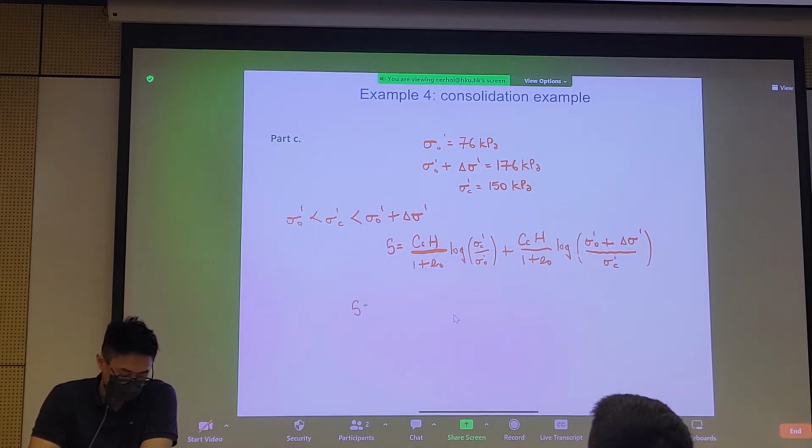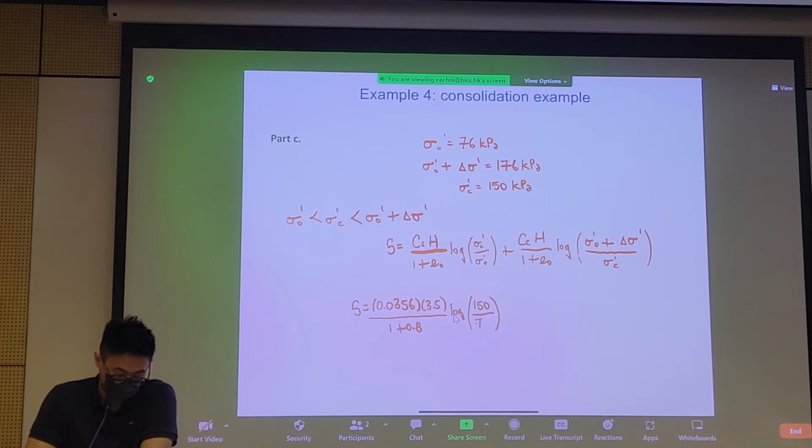So we have all the information we need because the question provides everything, including both compression indices. The void ratio is 0.8. Consolidation pressure is 150 over 76, plus the compression index given in the question is 0.178. Initial thickness of the clay layer is 3.5, again over 1 plus 0.8.